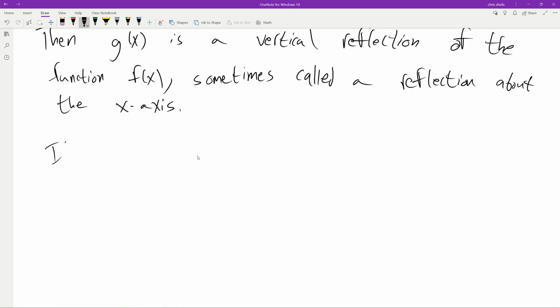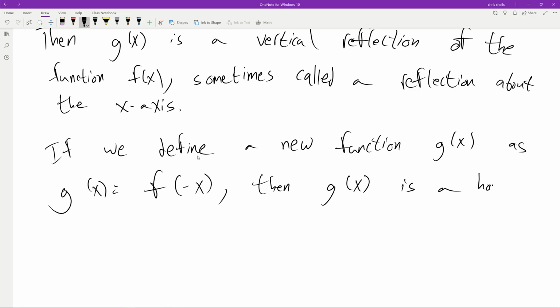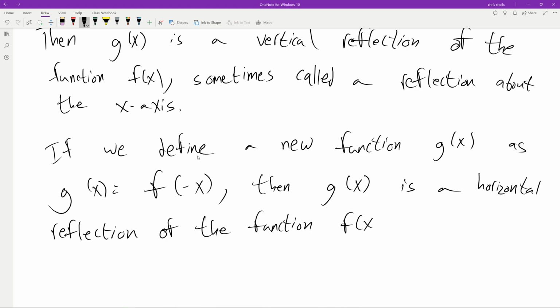Similarly, if we define a new function g of x as g of x equals f of negative x, then g of x is a horizontal reflection of the function f of x, sometimes called a reflection about the y-axis.